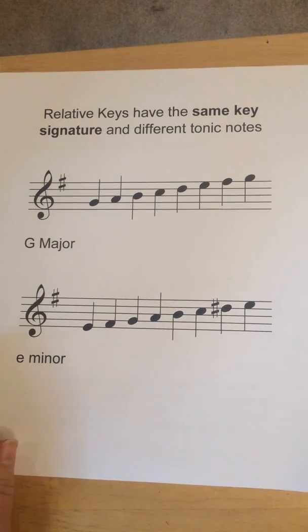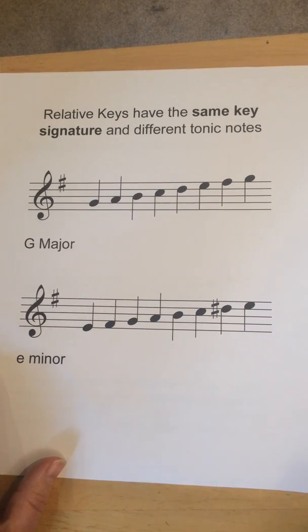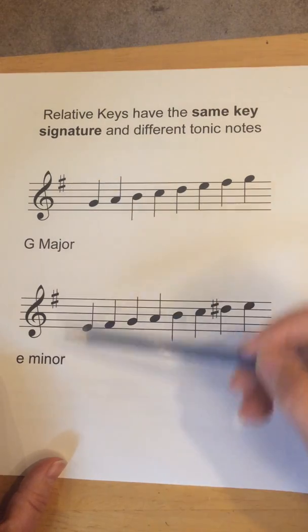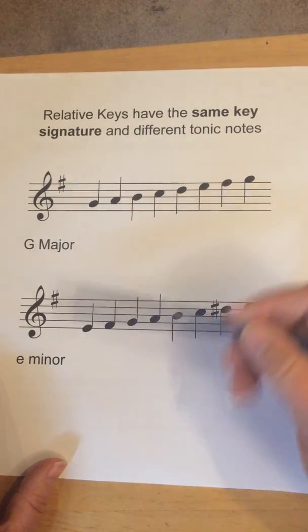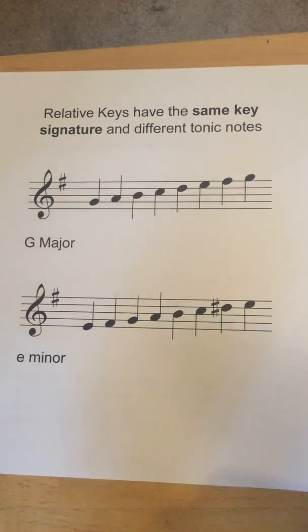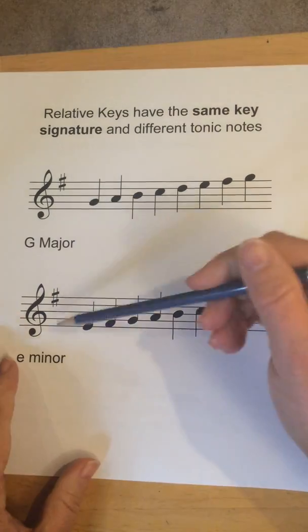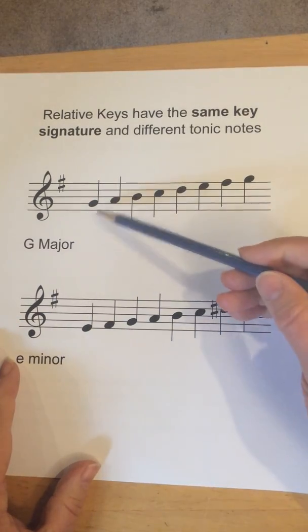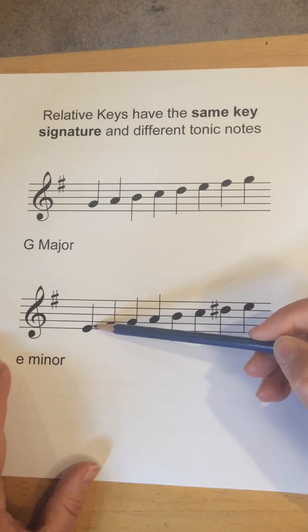Relative keys, or relative scales, have the same key signature but different tonic notes. So you can see G major has one sharp, E minor has one sharp. They are relatives. They're kind of like cousins. They kind of share a grandparent, the key signature. But they start on different notes. They do not share the tonic note.